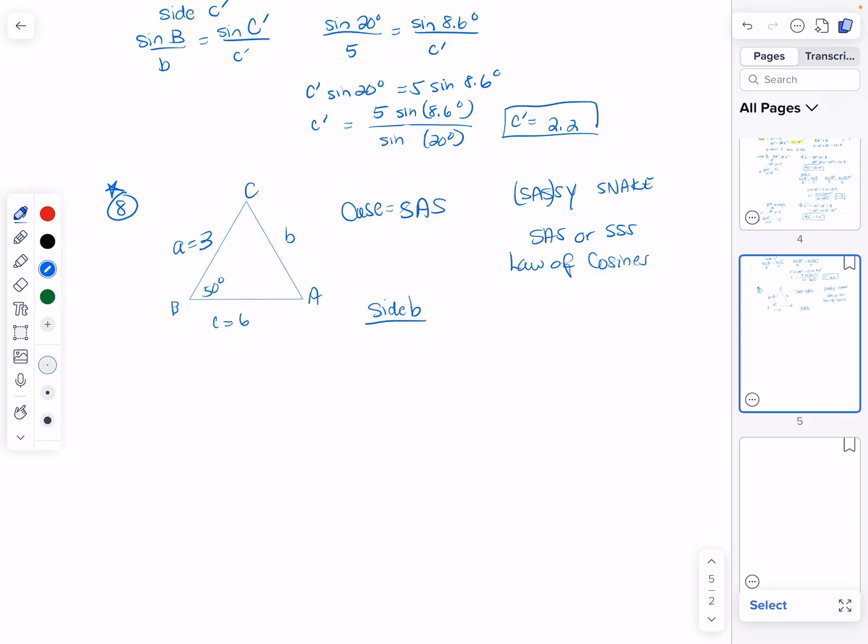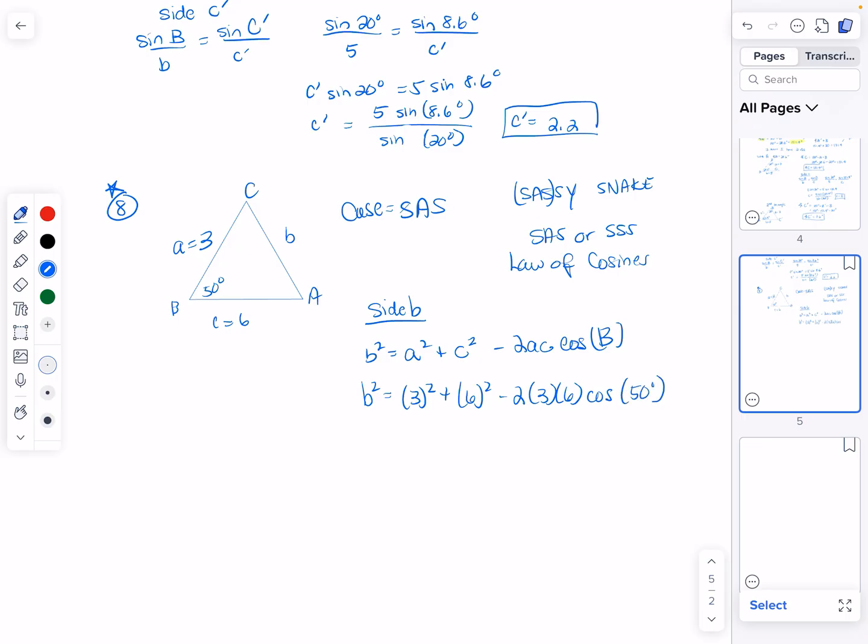In order to do that, I'm going to use B squared equals A squared plus C squared minus 2AC times cosine of angle B. So B squared equals, now A is 3 and C is 6, minus 2 times 3 times 6 cosine of angle B, which is 50 degrees.